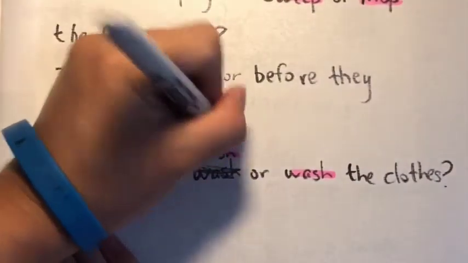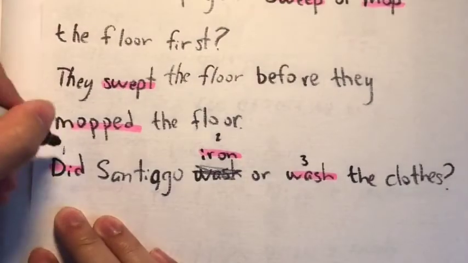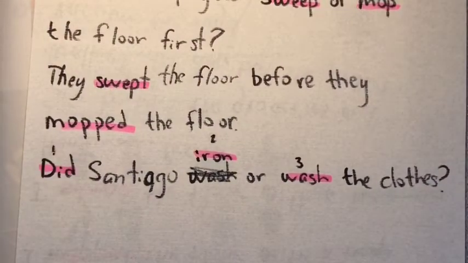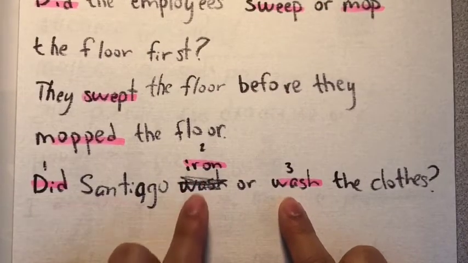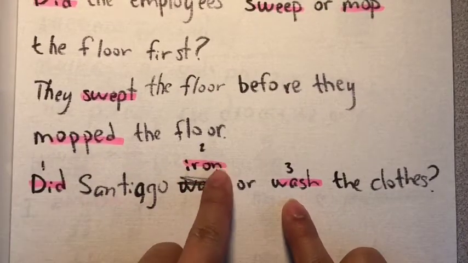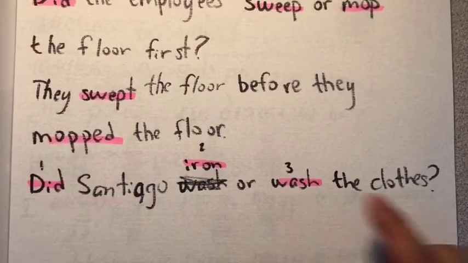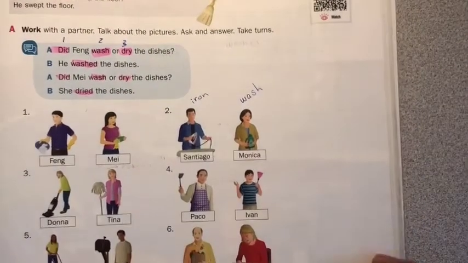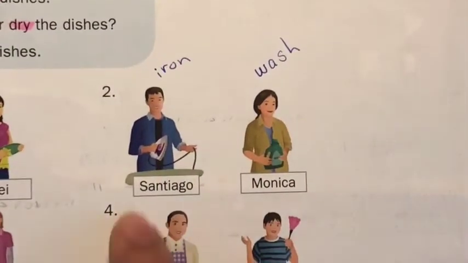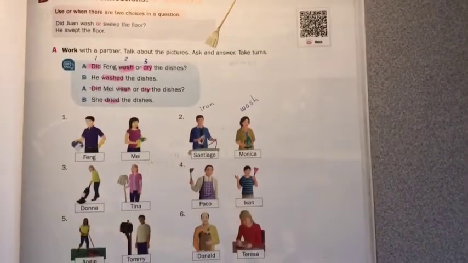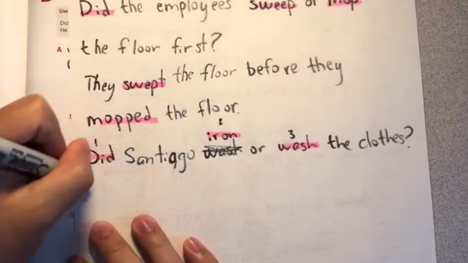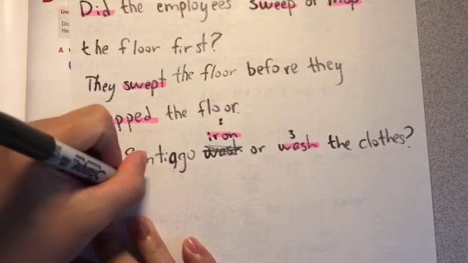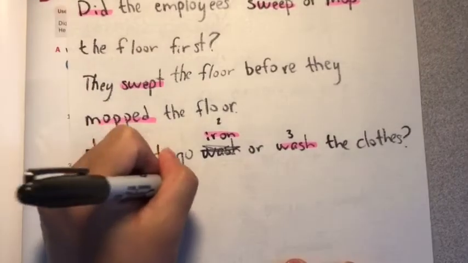Iron or wash. He can only do one. So which one did he do? Did he iron the clothes or did he wash the clothes? Well, Santiago is holding an iron, so we say he ironed the clothes. Santiago ironed.